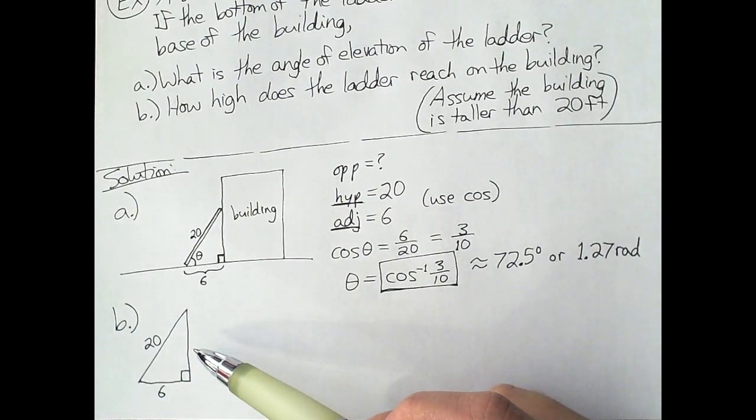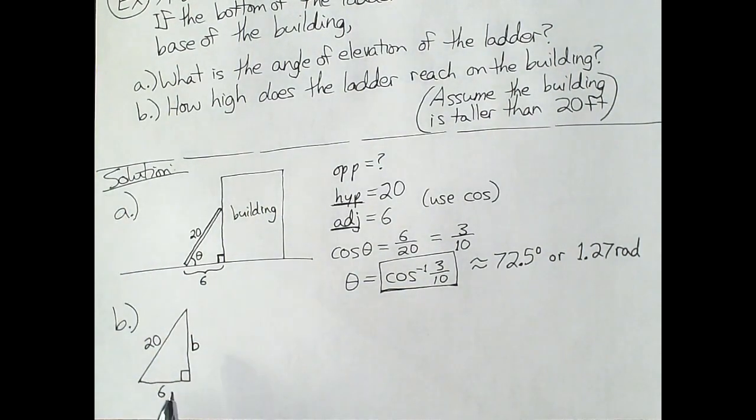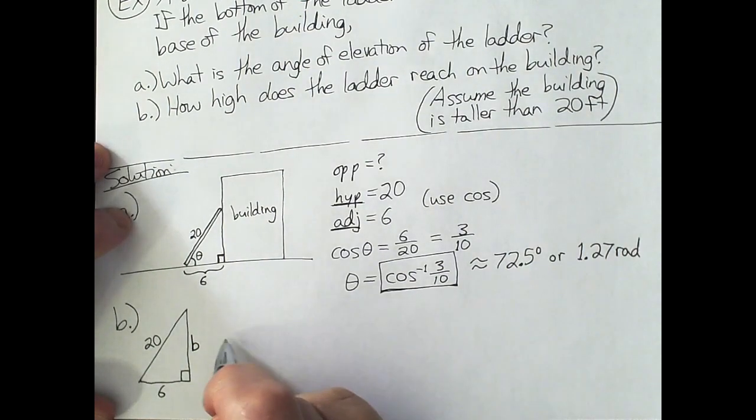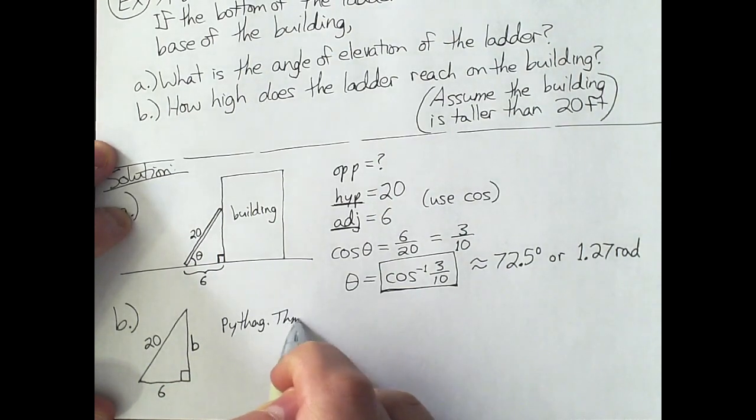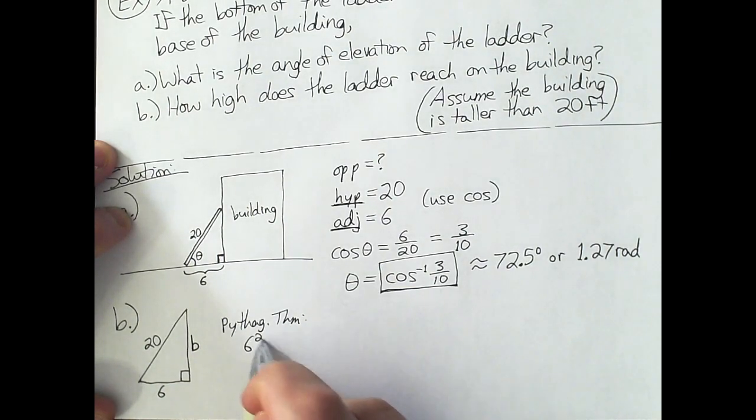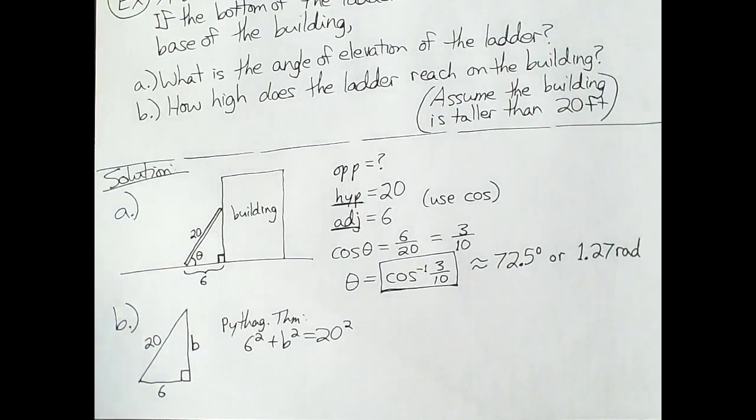We could call it H for the height, if you'd like. I'm going to call it B. You know why I'm calling it B? Because the Pythagorean theorem says A, B, and C. So I'm just going to call it B. And then the Pythagorean theorem gets us the answer. The Pythagorean theorem says 6 squared plus B squared equals 20 squared. And let's see if we can solve for B.